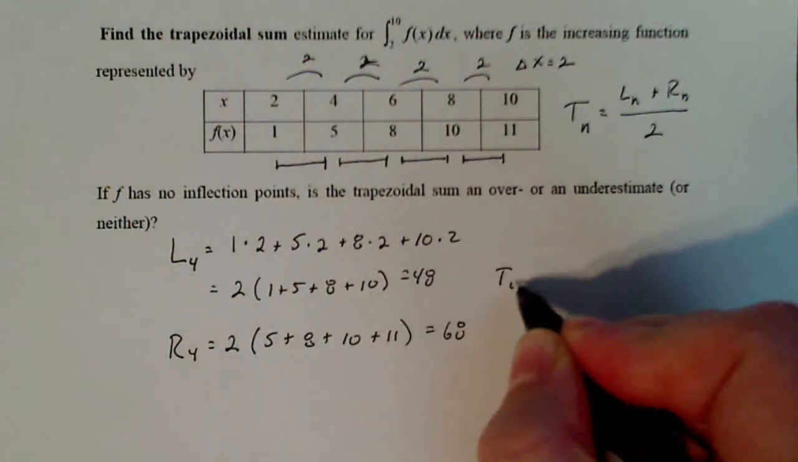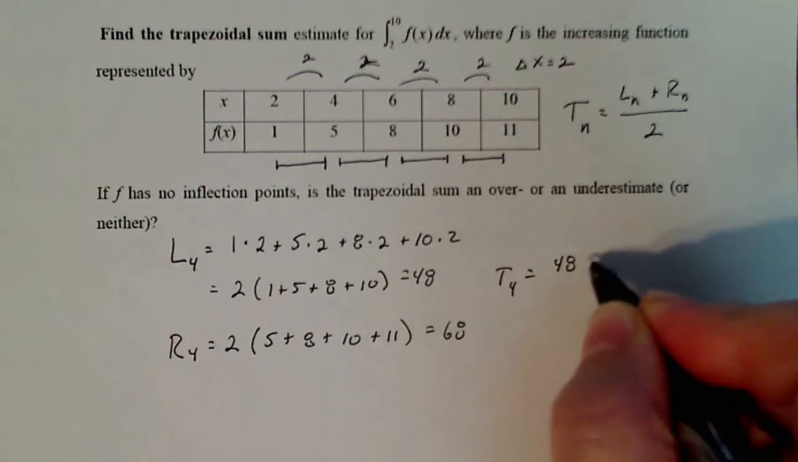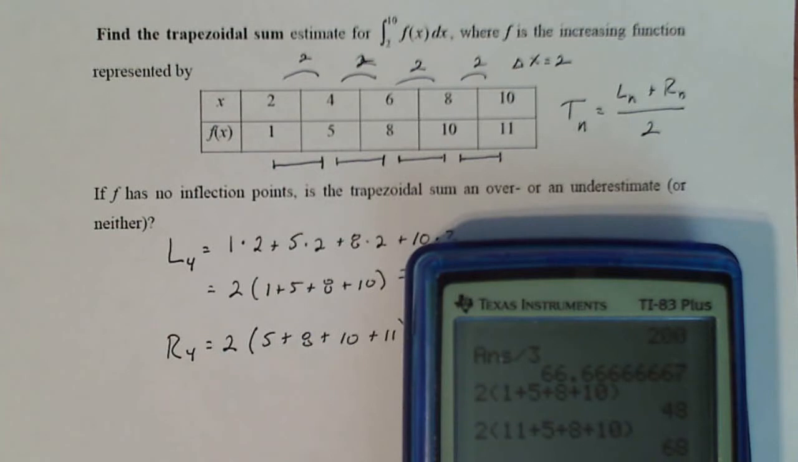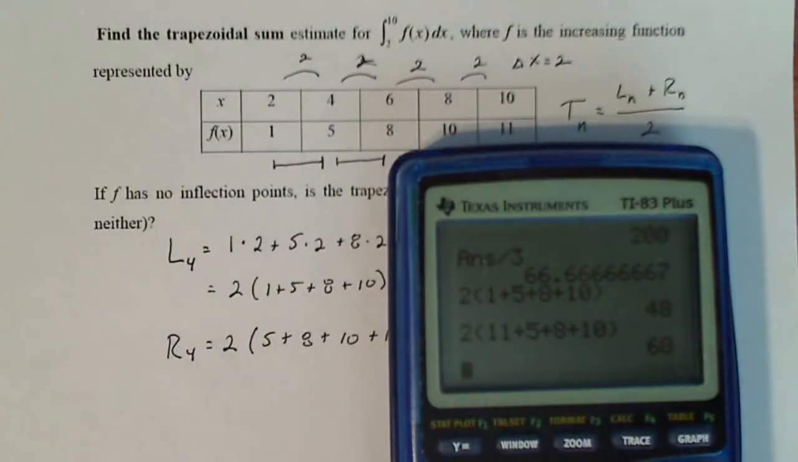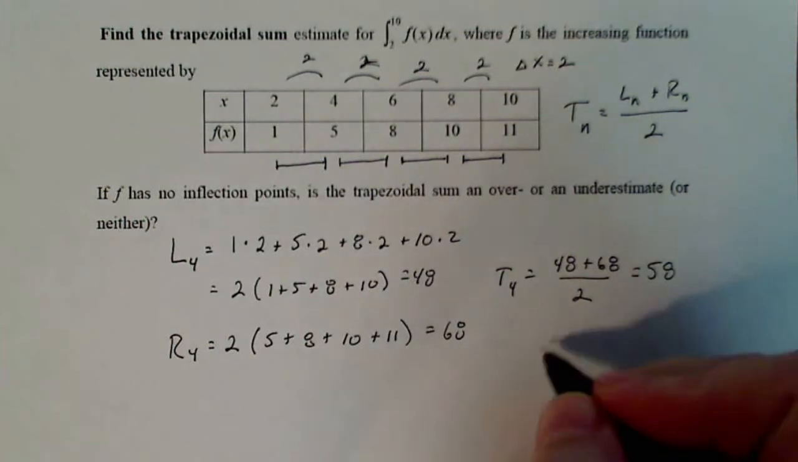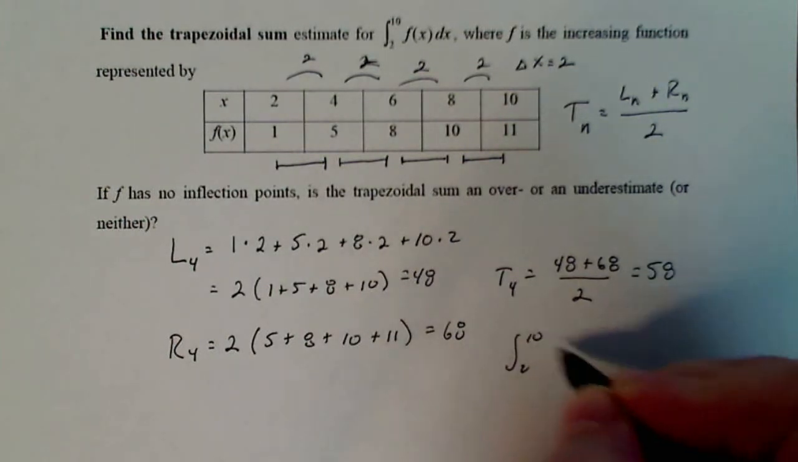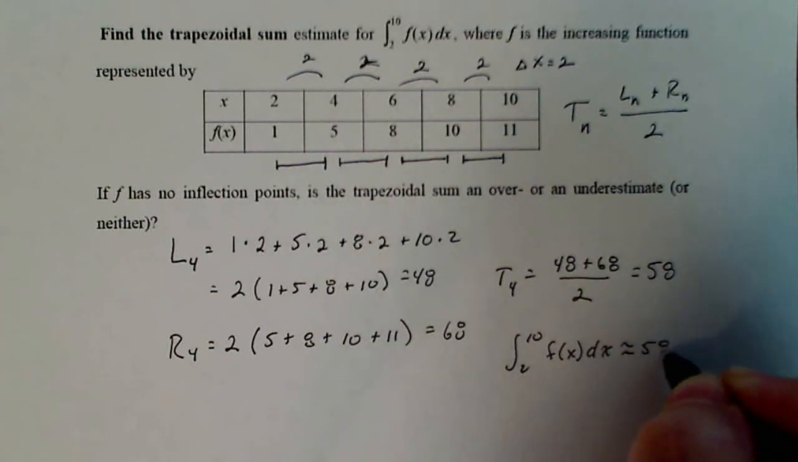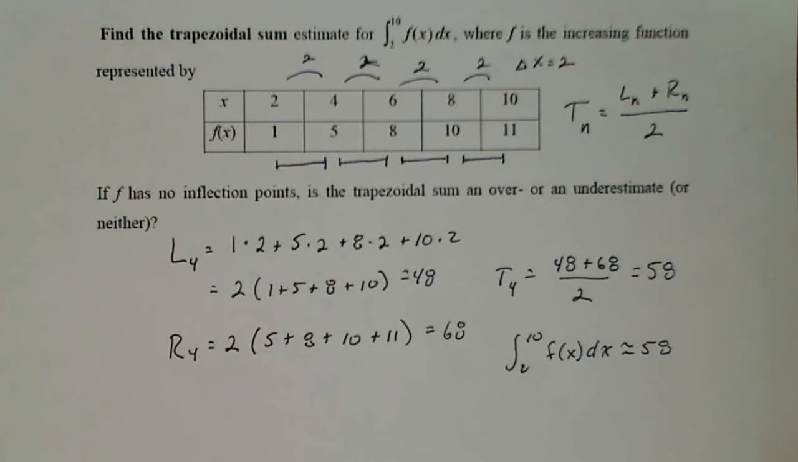So then trap of 4 is going to be 48 plus 68 divided by 2. Gives me 58, which makes sense. So you would say the integral from 2 to 10, f of x dx, is approximately 58 units based on the trapezoid rule. Now the next question said, is the trapezoid sum an overestimate or underestimate or neither?